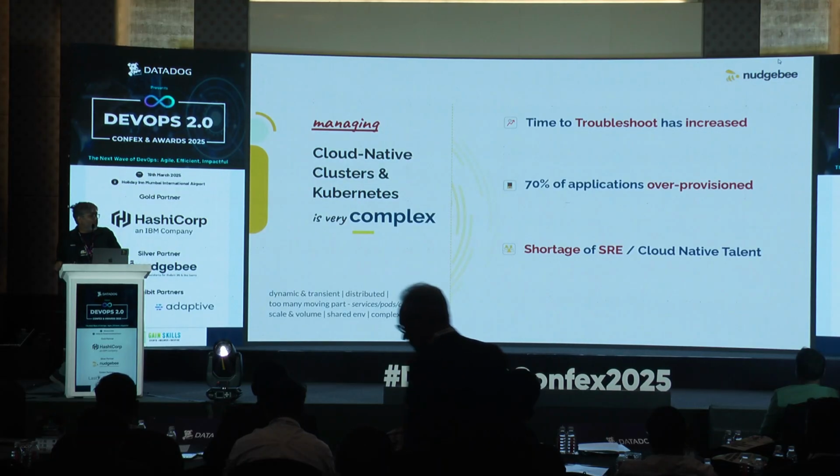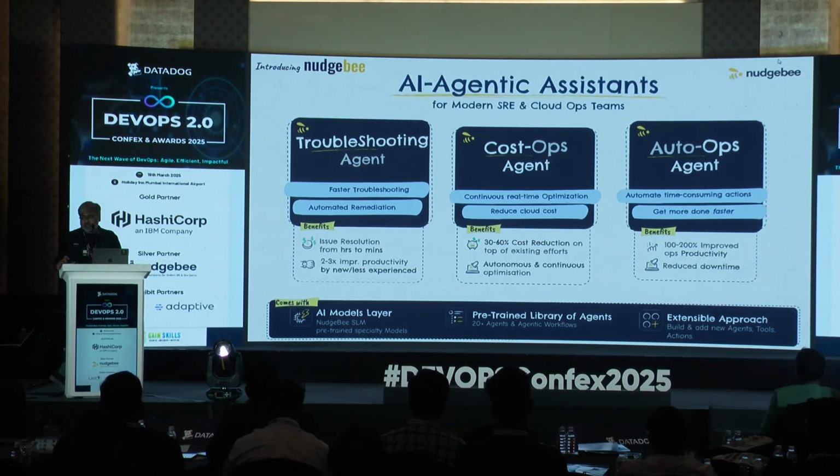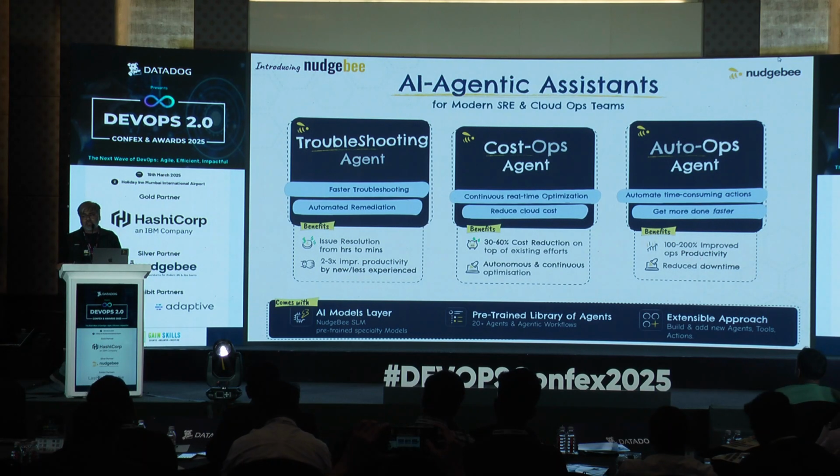Can you please go next? So Nudgebee tries to solve these three problems. One is to reduce troubleshooting time, which is the time taken to solve a particular problem. To troubleshoot, we use AI agents and LLMs. We collect all the relevant information required to debug a particular issue, then we use LLMs to identify the root cause, and finally give you a root cause analysis explaining why this particular issue happened.